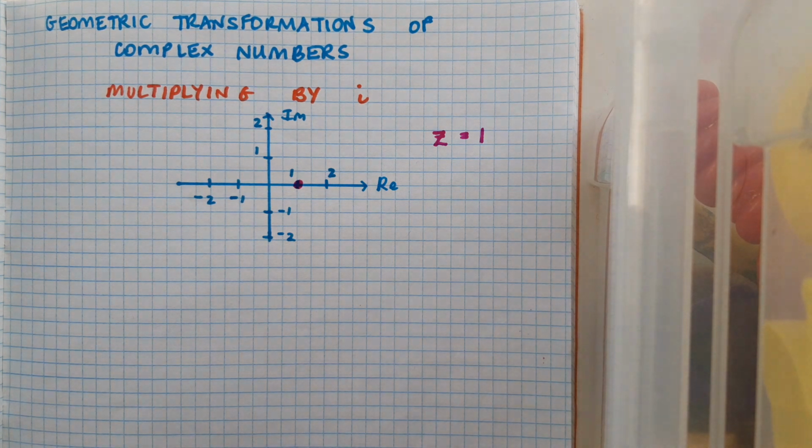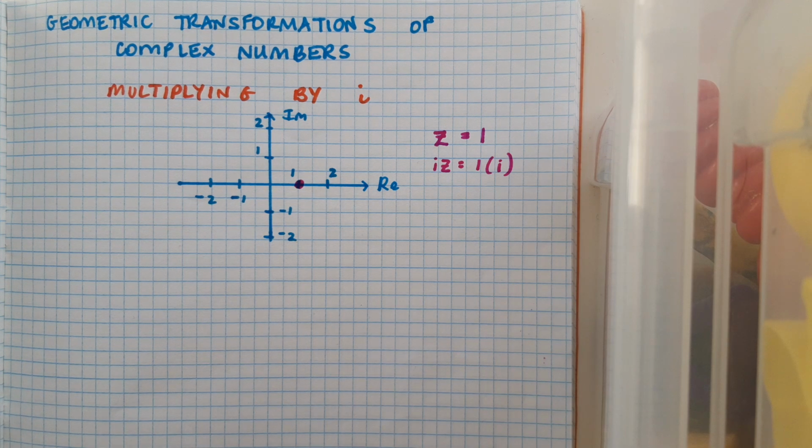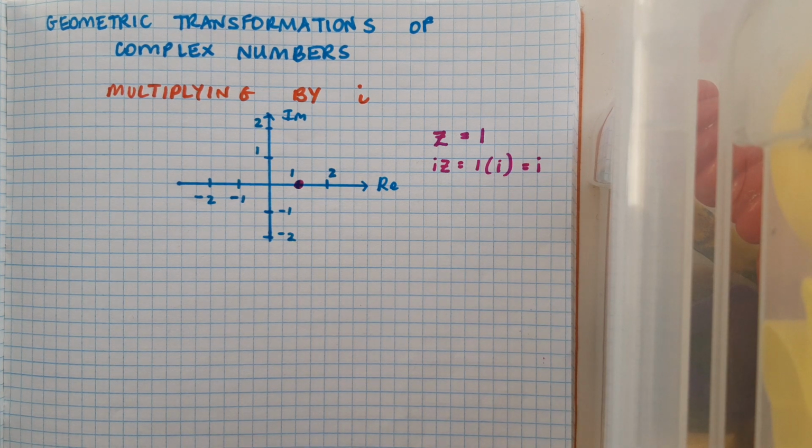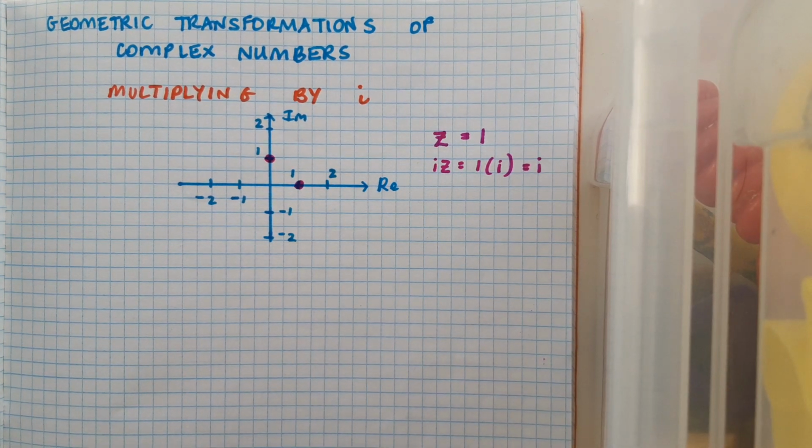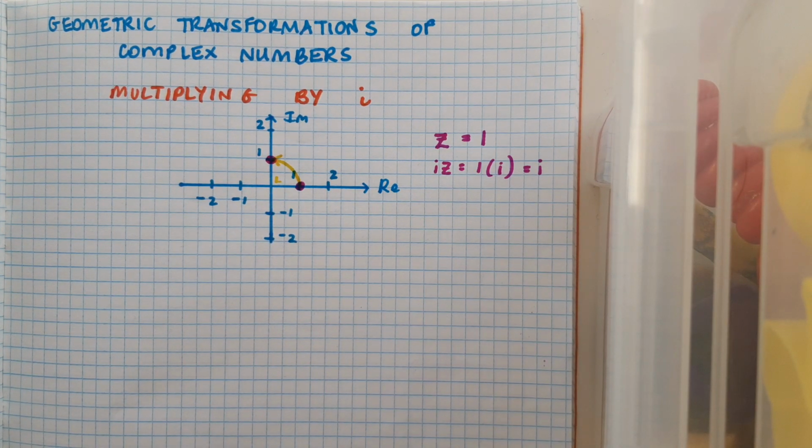So I'm going to start off by multiplying it by just i, 1i, and of course that just gives me a result of i. i is located at 1 on the imaginary axis. So in effect what I've done is I've rotated my position 90 degrees to get to my result when multiplying by i. Let's multiply by i again and see what we get.